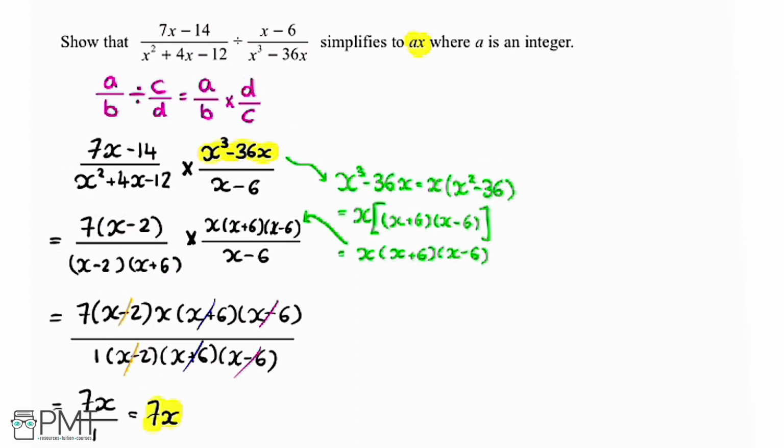If we look back at the question, we need to simplify it down to ax, where a is an integer. You can see we've successfully done that. We've got ax, where a equals 7. So we get 1 mark here for realising we can use our reciprocal trick. We get 1 mark here for factorising this part, and another mark for factorising this part. Then we get our final mark for going through these steps, getting down to 7x.